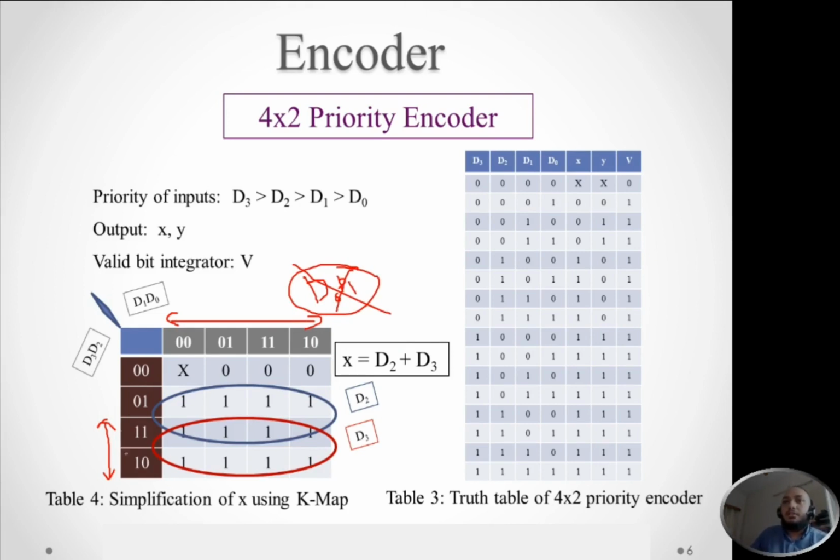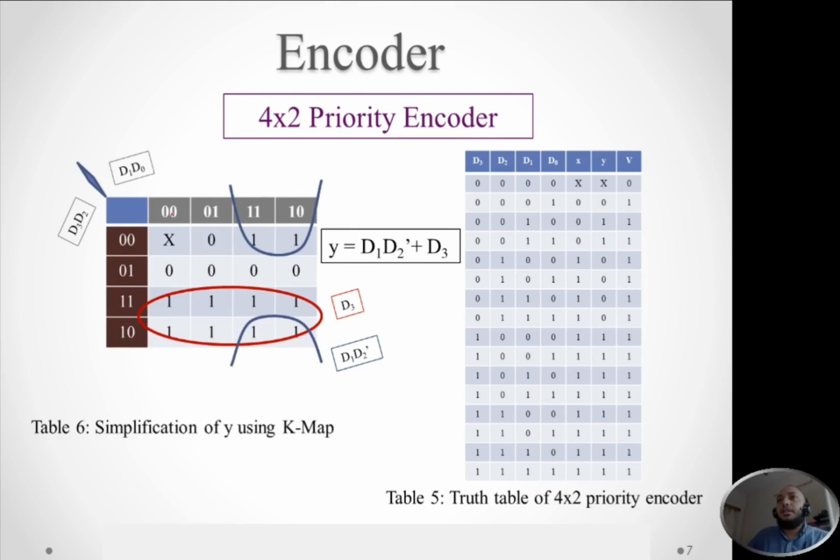And along the rows we see that D3 doesn't change at all. D3 is always 1 for these two rows, so we will write D3. And as D2 changes from 1 to 0, we won't write D2 for the red group. And after writing the expressions for the groups individually, we need to sum them up in the K-map. So the final equation for x will be x equals D2 plus D3. Now let's simplify y.